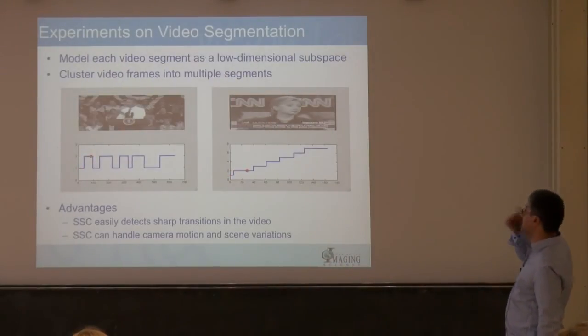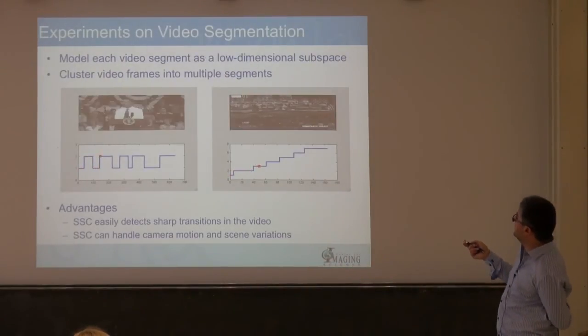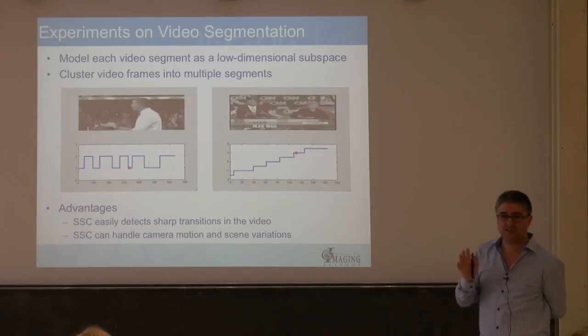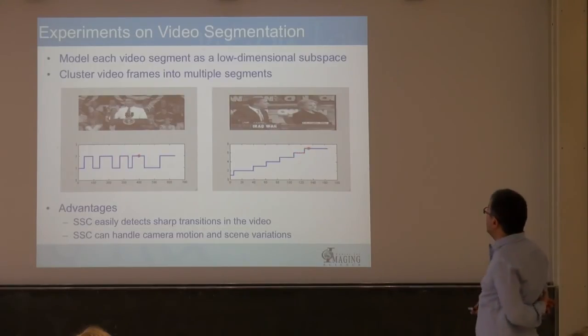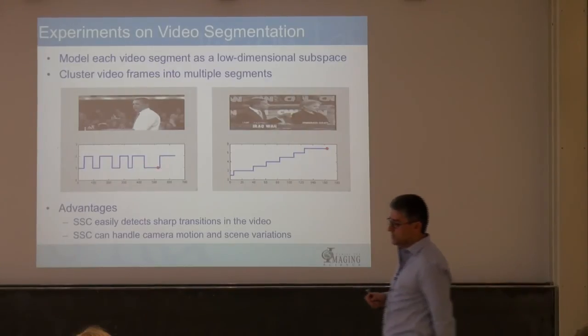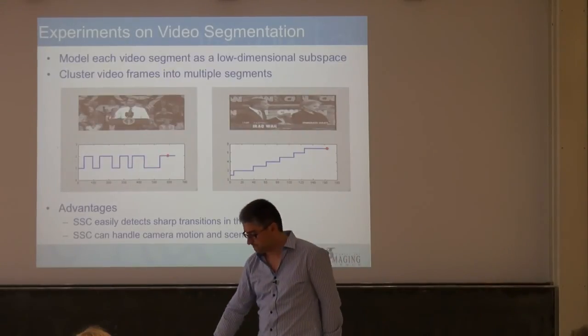So you have, this is the previous campaign. So this is Hillary Clinton. Now you see a lot more motion and zooming in and zooming out. So every subspace is not just a constant image, it's not just rank 1. And the method is automatically able to discover the segmentation into the different video shots.